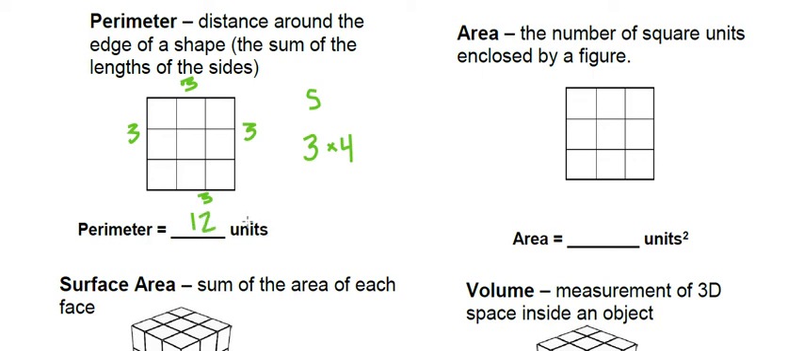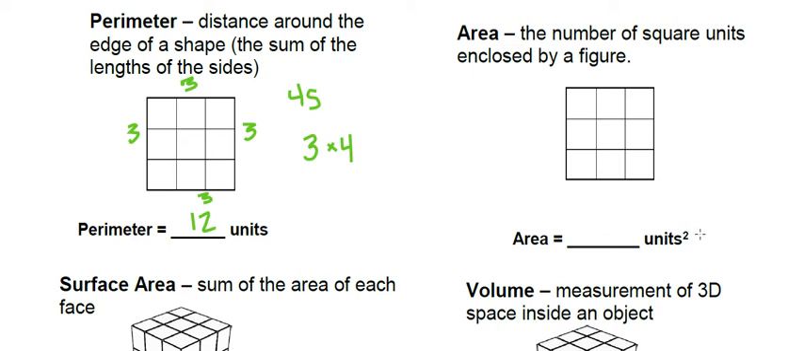Not square units, not cube units, just units, because it is just telling you how long this one-dimensional line is. Just a line right there, and that line is 1, 2, and so on. So it's 12 units all by itself. If I want to find the perimeter, it's 4 multiplied by whatever the side length is. So that's perimeter.